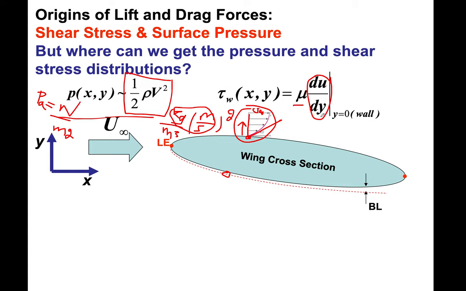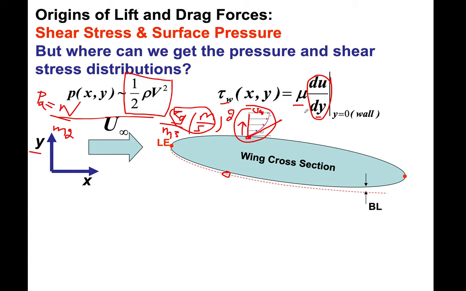And I just need to remind you that this y is not necessarily the same y as before, so keep that in mind. But the origin of the wall shear stress is due to the velocity variation in the boundary layer. So now we have the two more fundamental sources of aerodynamic force generation: the pressure term and the wall shear stress term.